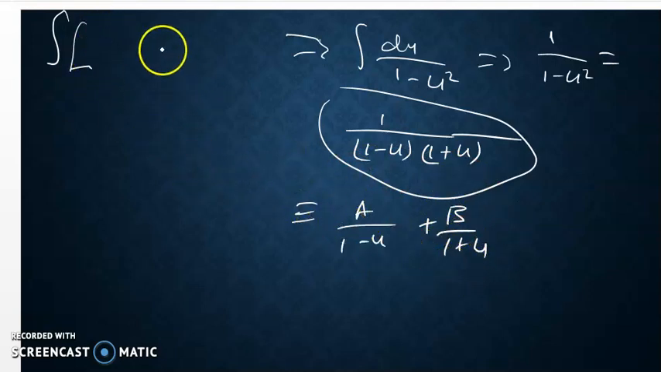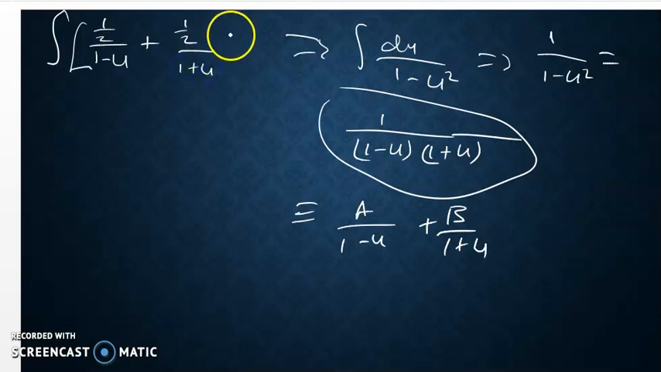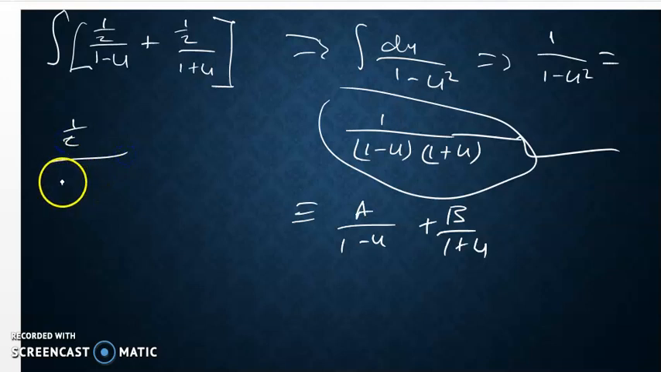if you open this up, you simply have a half into 1 minus u plus a half into 1 plus u. And that is why I want you to watch the previous video where I deal with the use of partial fractions, so that you know how we get a half from this. So now from here, if we expand this, we will simply have a half into 1 minus u plus a half into 1 plus u.